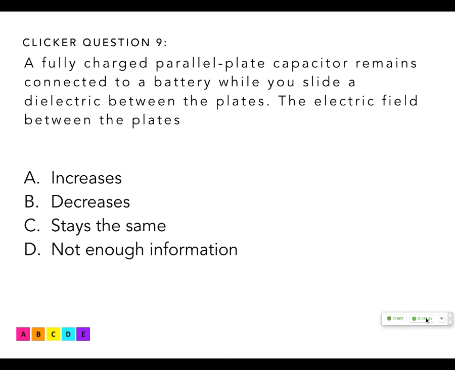But remember, this now becomes... What happened to the charge? It went up by how much? So electric field doesn't change.